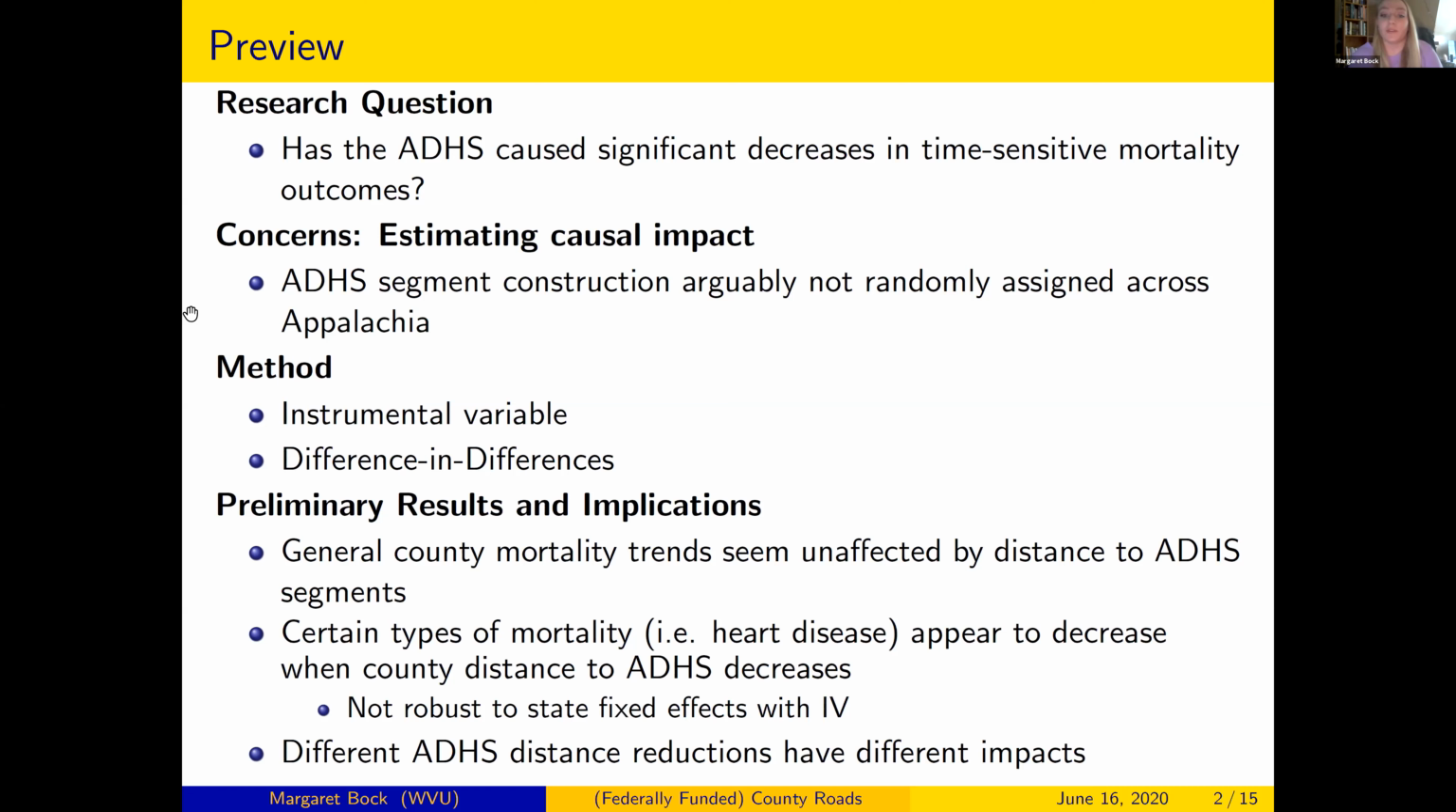So unfortunately, with the IV specification, the significance does go away when I add state fixed effects. So this also prompted me to try the diff-in-diff approach. And I see that with the diff-in-diff approach, I'm able to define treatment in various ways, defining distance thresholds as different treatment levels. And I find that these different thresholds have different reduction impacts on mortality outcomes in Appalachia.